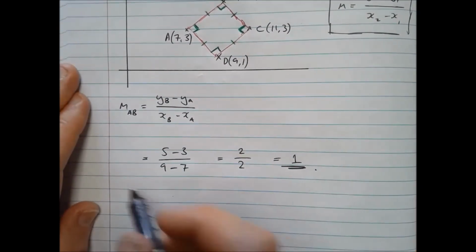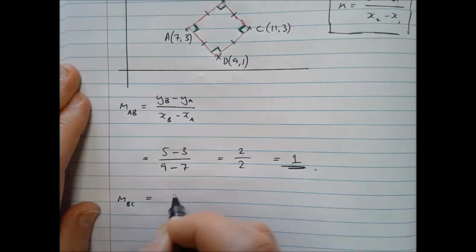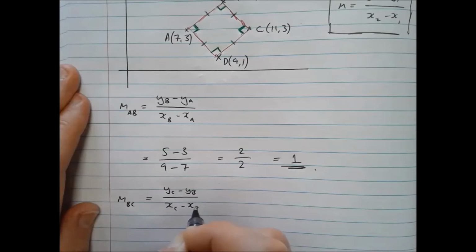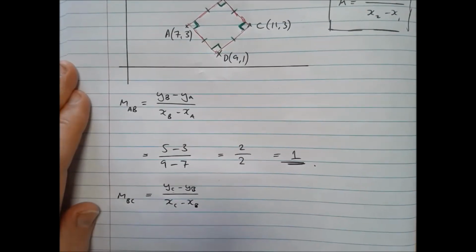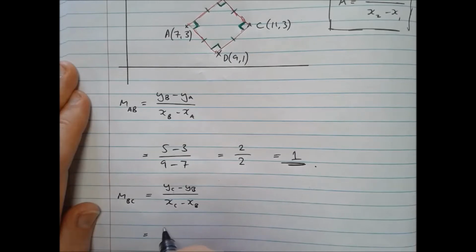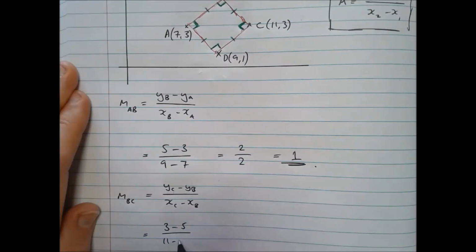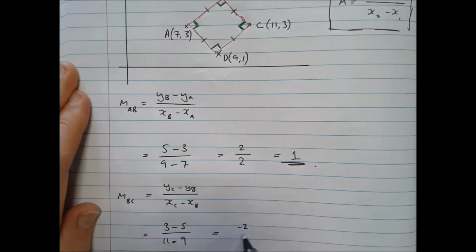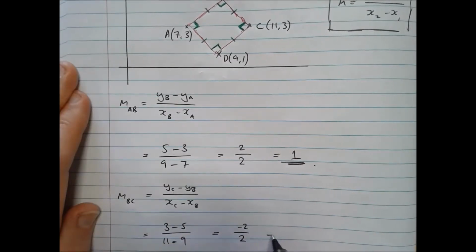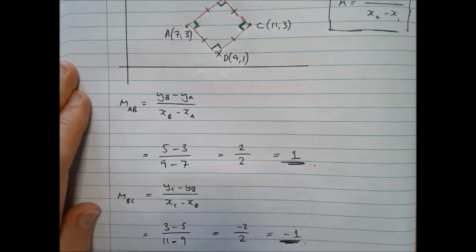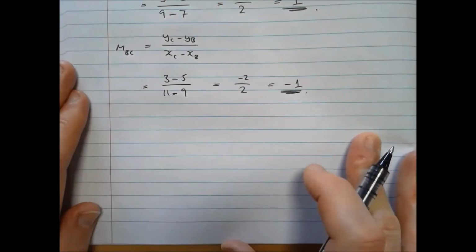Okay, similarly then, let's get the gradient of B to C. So yC minus yB over xC minus xB. So yC is 3 and yB is 5. xC is 11 and xB is 9. 3 minus 5 is negative 2, 11 minus 9 is 2, negative 2 over 2 is negative 1. Okay. Let's continue to get all four gradients.